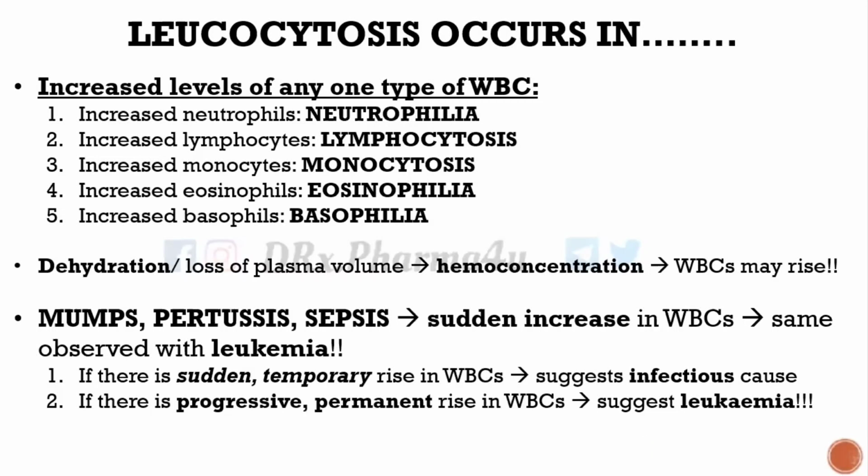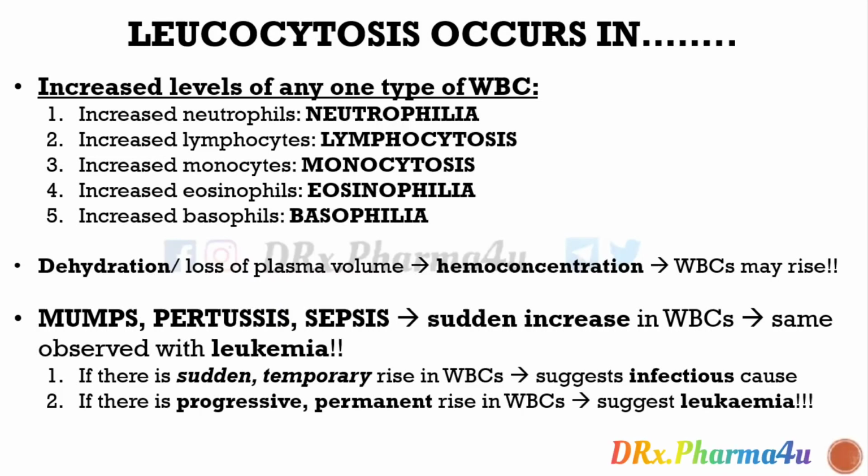As we know, WBCs are classified into granulocytes and agranulocytes. So if any one type of WBC increases, we can term it leukocytosis. If your neutrophils are increased, it's called neutrophilia. If your lymphocytes are increased, it's called lymphocytosis. If your monocytes are increased, it's called monocytosis. If your eosinophils are increased, it's called eosinophilia, which is usually seen in asthmatic conditions also. And if your basophils are increased, it's called basophilia.